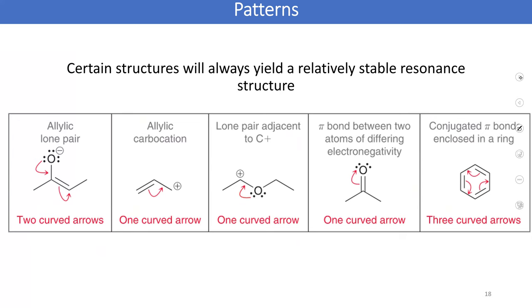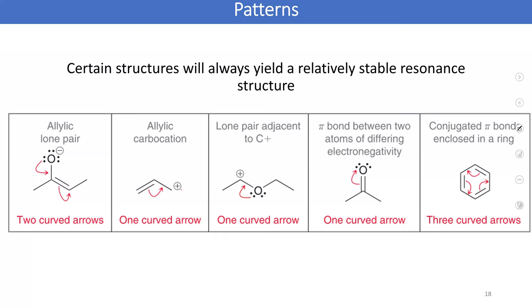All right, so here's some more examples. If you have an allylic lone pair, two curved arrows, that's the one we just practiced, right? If you have an allylic carbocation, because a carbocation, a carbon with a positive charge, means an empty space, if it's in the allylic position, there's room to just move that pi bond over. That's the first one we started with, right?